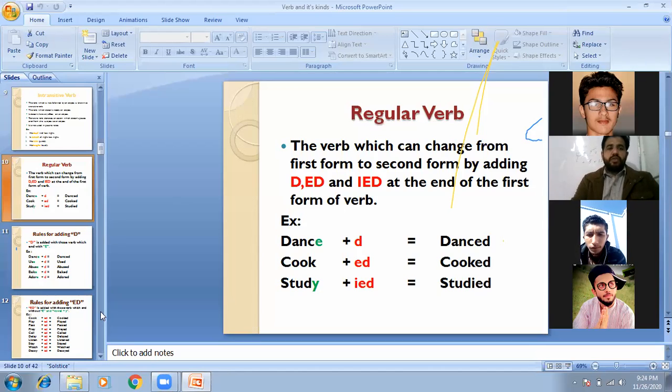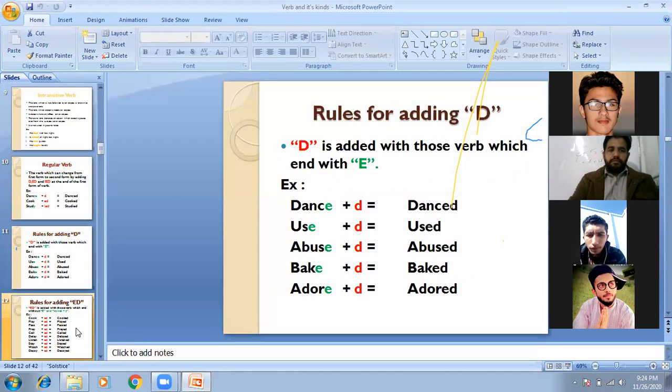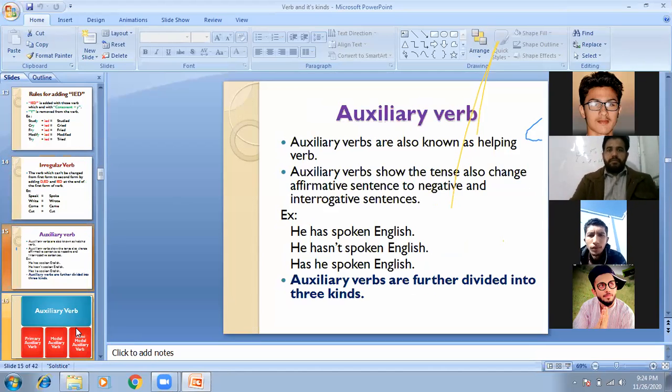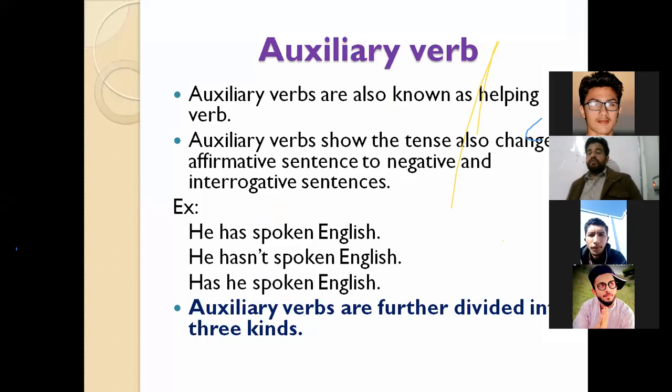Let me share the screen also, it will be easy. Look at the primary auxiliary. The primary auxiliary does not create any meaning in a sentence. It simply shows you the tense and changes affirmative sentence to negative and interrogative.